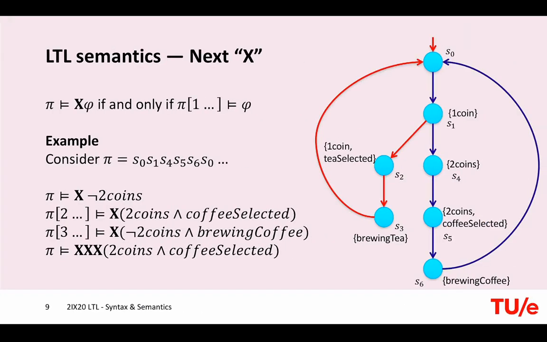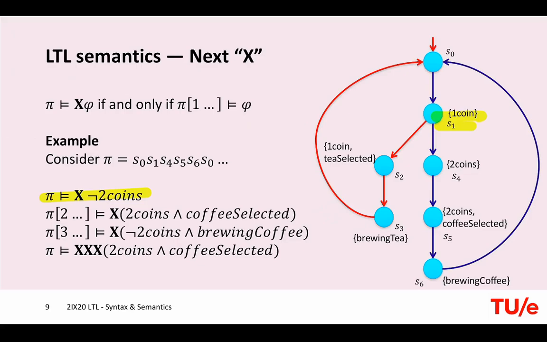So for example, if we take the path indicated in blue in the Kripke structure, the path satisfies in the next state 2 coins. In the next state, not 2 coins. Why? Well, the path starts with S0, S1. So the path satisfies in the next state not 2 coins if the suffix starting at state S1 satisfies not 2 coins, which in this case clearly is the case.